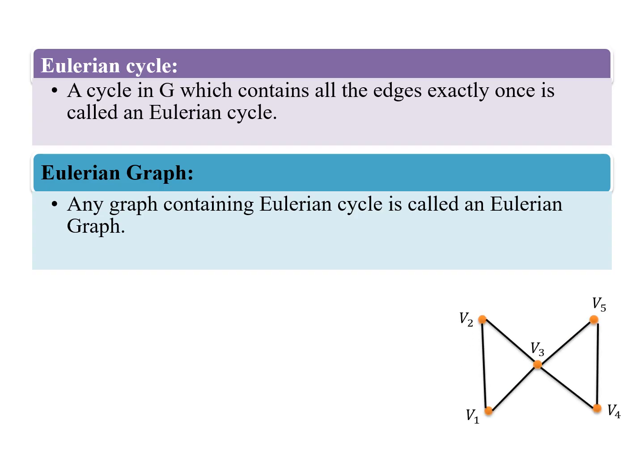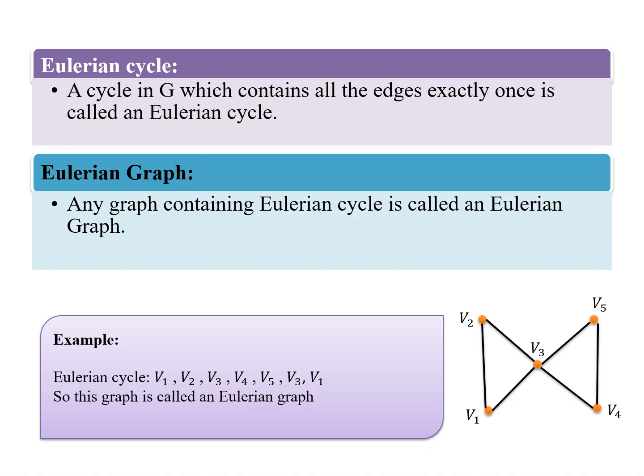In this example graph, the Eulerian cycle is V1, V2, V3, V4, V5, V3, V1. In this sequence, all the edges appear exactly once. So, this is the example for Eulerian graph.